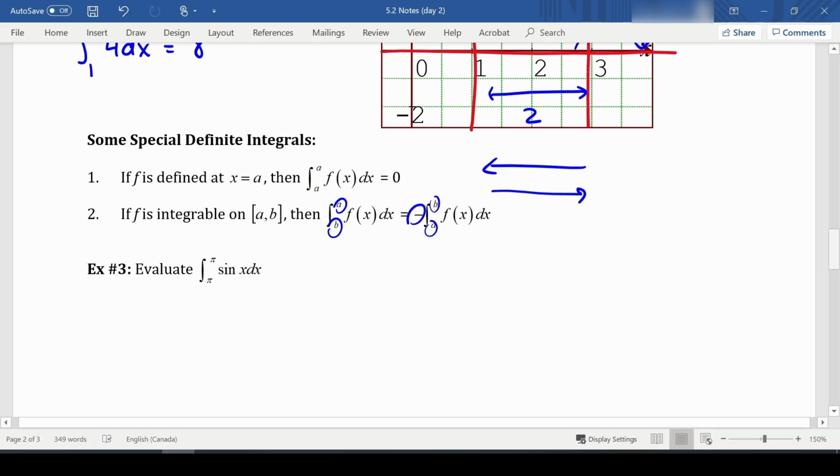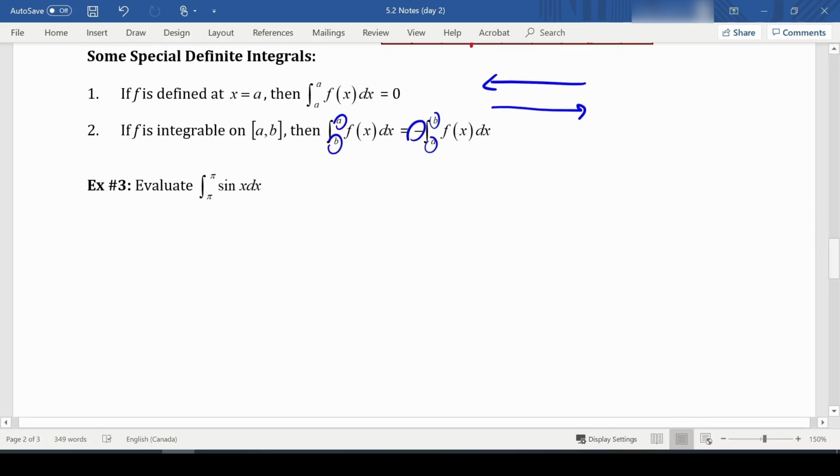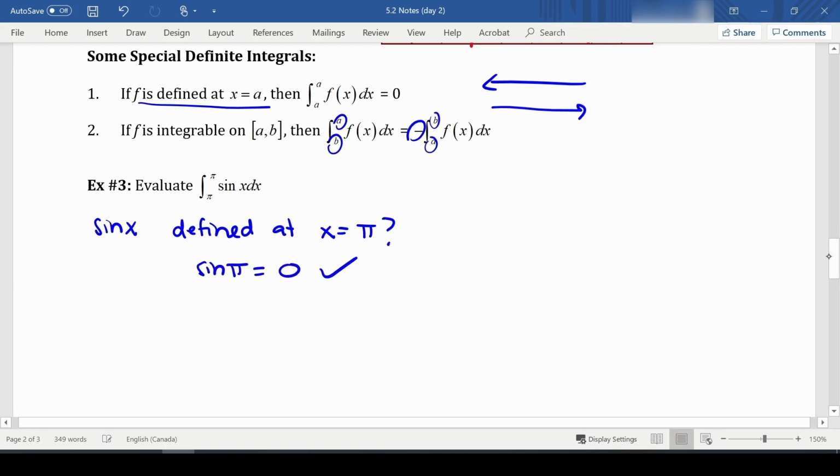Okay, so let's try one. If I want to evaluate the integral of sine x dx from pi to pi, the first thing is that f has to be defined at x equals a. So is sine x defined at x equals pi? Yes, it is. Sine of pi is equal to 0. It's defined, it equals 0, but that's okay. So therefore, the integral from pi to pi of sine of x dx is equal to 0 by this special property.